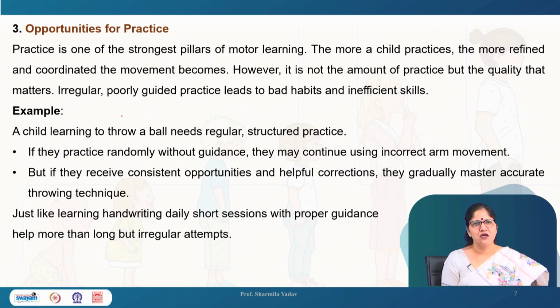For example, a child learning to throw a ball needs regular, structured practice. If they practice randomly without any guidance, they may continue using incorrect arm movement. But if they receive consistent opportunities and helpful corrections, they gradually master accurate throwing technique. Just like learning handwriting, daily, short sessions with proper guidance help more than long but irregular attempts.